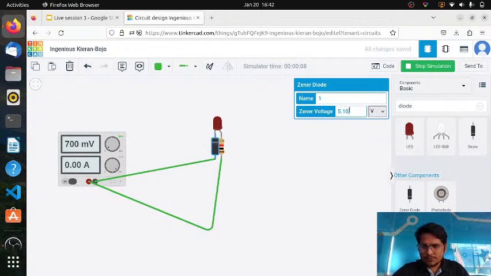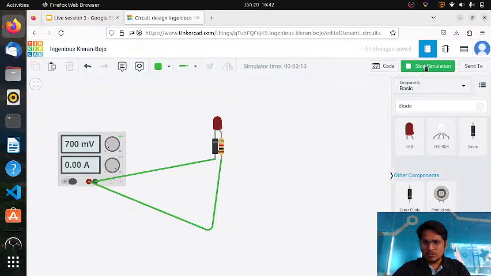This zener voltage, let's do 0 volt. Due to the zener voltage, it was glowing in the reverse bias also, but now this time I have reduced the zener voltage. That's why you can see LED is not glowing.